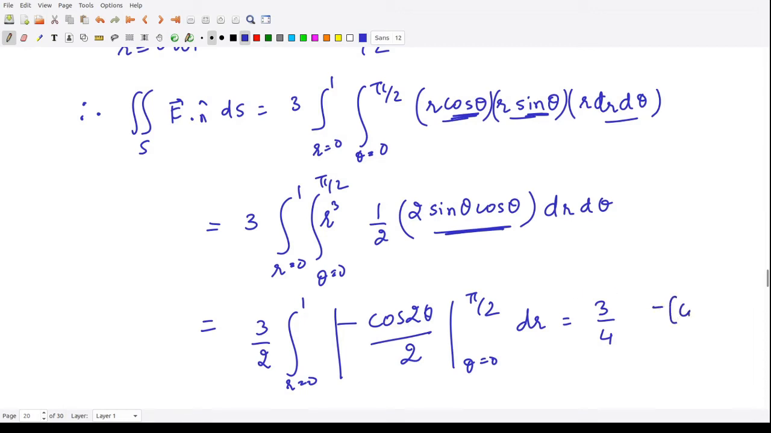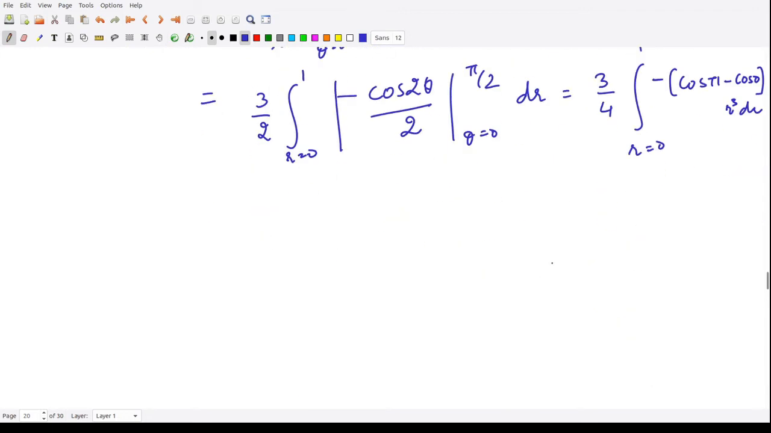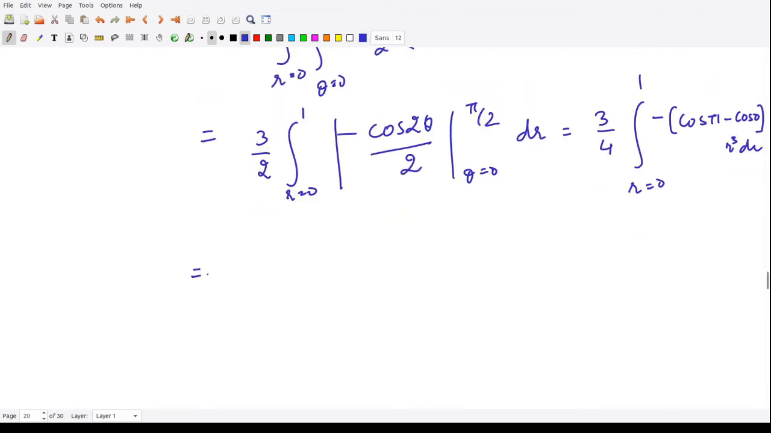so you have cos of pi minus cos of 0, right, into r cube dr, and the integration is performed here with respect to r. So this quantity now becomes 3 upon 4. The value of cos pi is equal to minus 1, and the value of cos 0 is 1, so it is minus 2, so it is 2. So into 2, integration from r varying from 0 to 1, r cube dr.